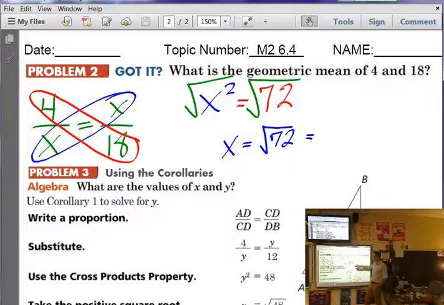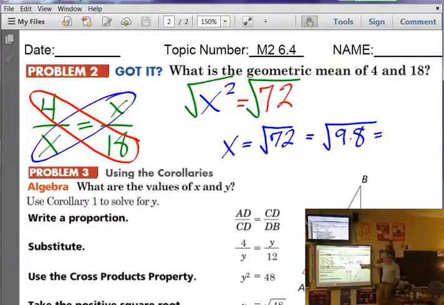Can 72 be broken up to have a perfect square? No. How? 9. You said it weirdly. Yeah, sorry. If you said yes, I swear it sounded like it came from Megan. 9 times what? 9 times 8.